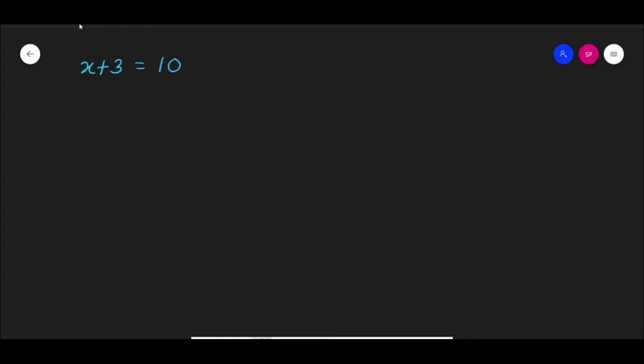Now you have to identify what is the operation with the unknown. You can see here x plus 3, this one is the unknown. The operation with the unknown is addition, plus 3. So what is the inverse operation of this one? It is minus 3.